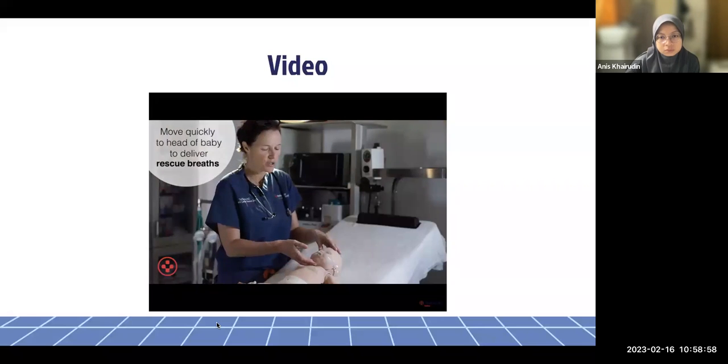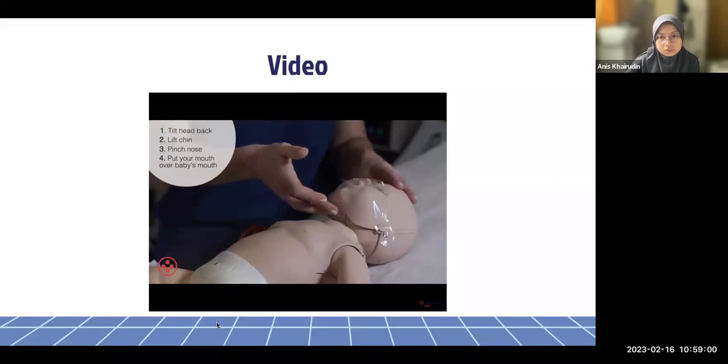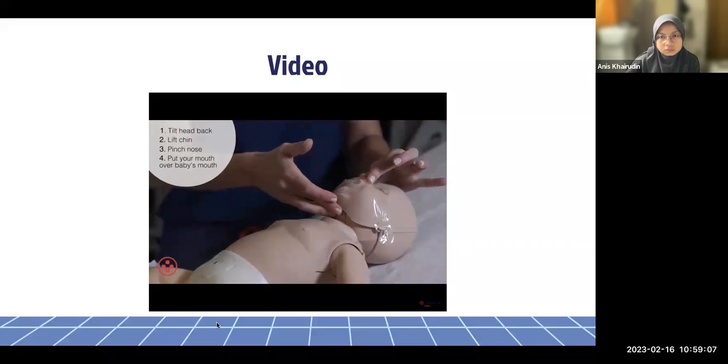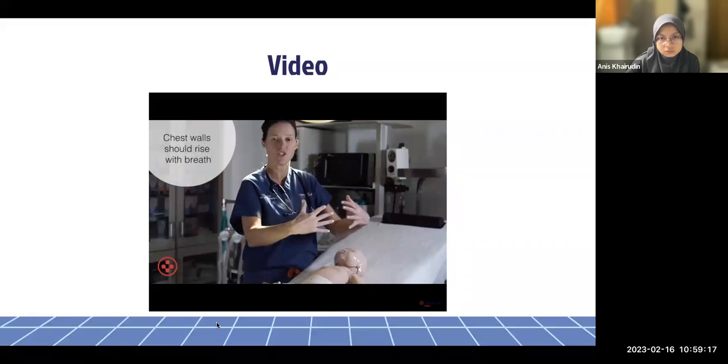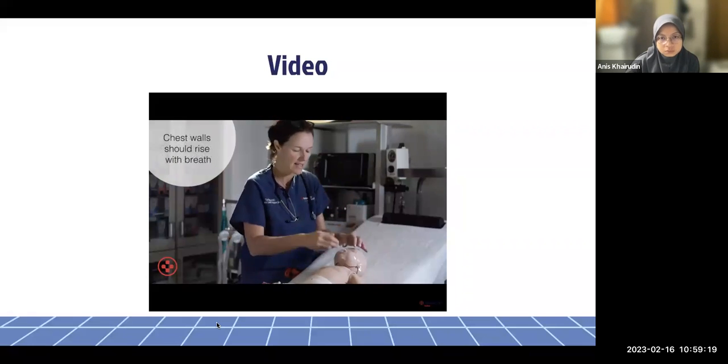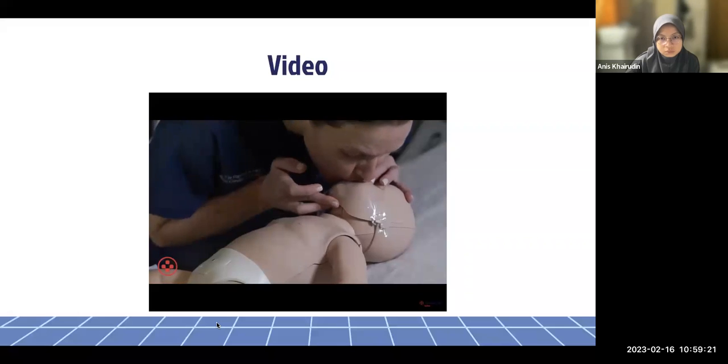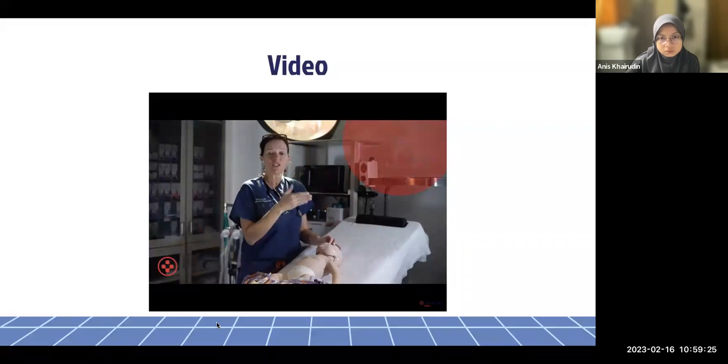The first thing you want to do is tilt the head back and lift the chin up so that you open up the airway. You'll then pinch the nose with one hand and you will deliver a rescue breath over 1 second. And you should have sufficient air blowing into the baby to see both of the chest walls rise like this. And you'll want to do that twice.